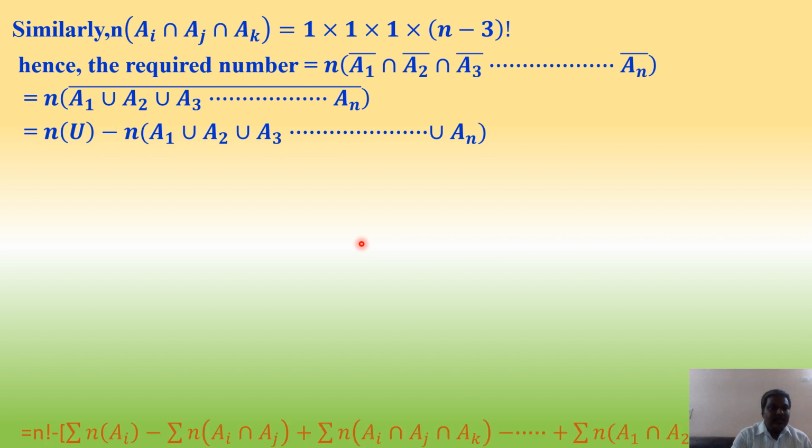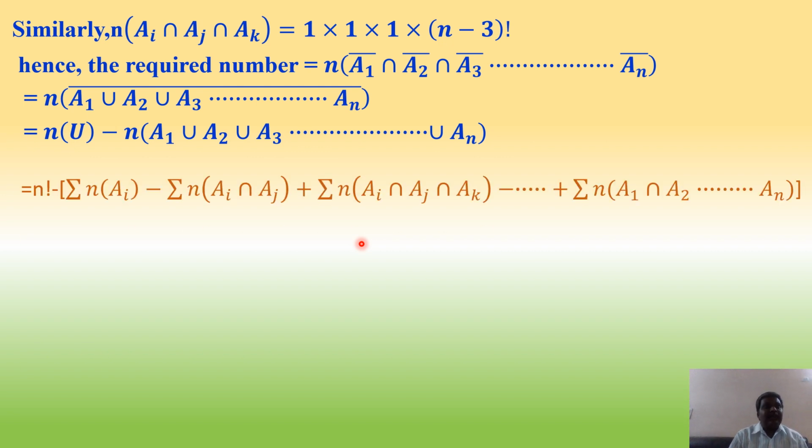Okay, now n of U is nothing but what? N factorial. How does it happen? There are n letters, n envelopes. How many ways can we arrange them? N factorial ways. The first letter may go in n ways, the second letter may go in n minus 1 ways, and so on up to the nth letter going in 1 way. Total number of ways by the multiplication rule, n into n minus 1 into n minus 2 and so on up to 1, that is nothing but n factorial. This is my n of U, the number of elements in my total universal set, that is n factorial. So this is n of A1 union A2 union and so on up to An.